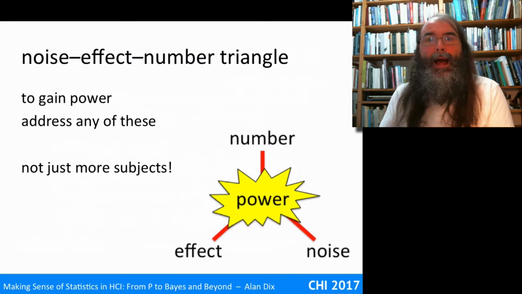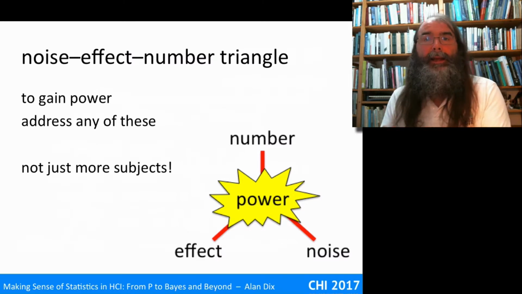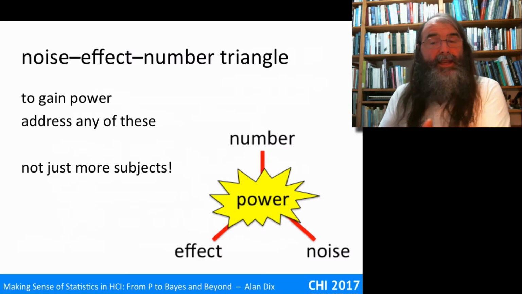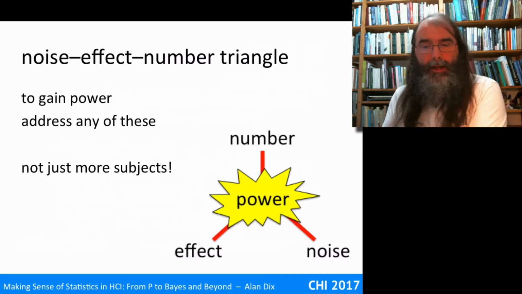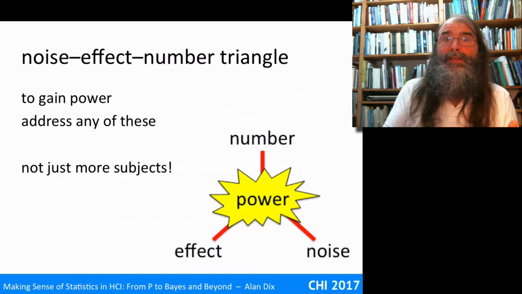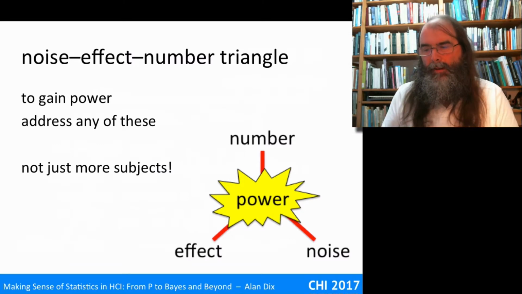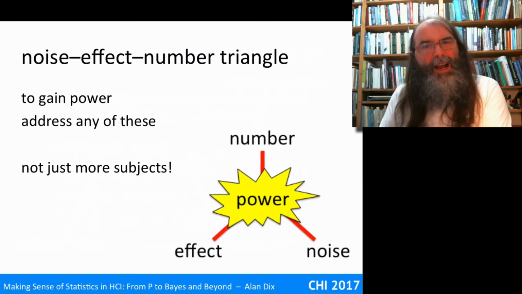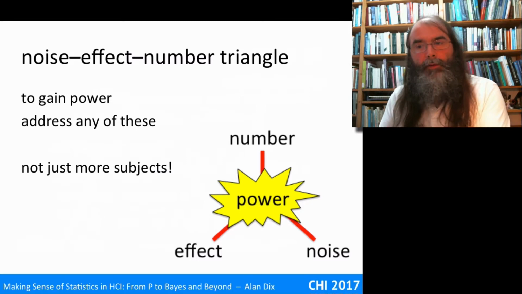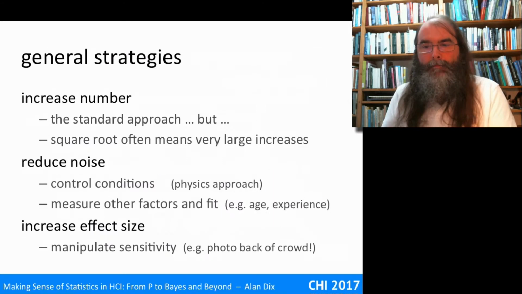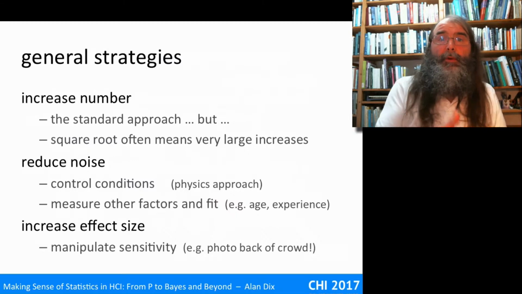Now, when you want to gain power, when you want to make it more likely that you will see an effect, you can vary any one of those three in order to try and improve your experiment. It's not just about varying the number of subjects. This gives you different strategies for getting more power in your experiment. One is to increase the number, the thing we've already talked about.